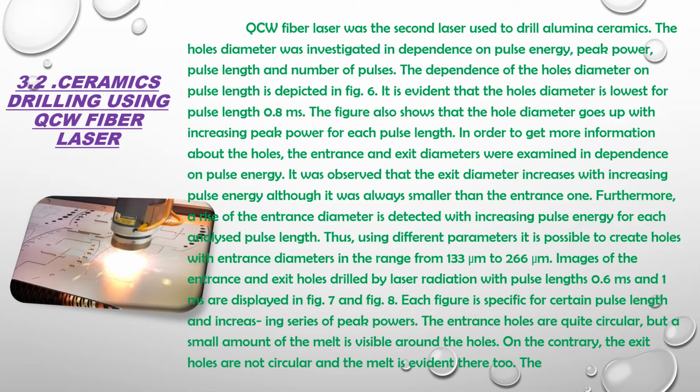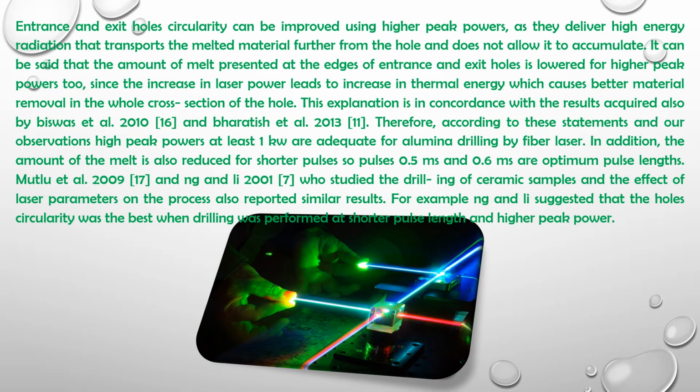The entrance holes are quite circular, but a small amount of melt is visible around the holes. On the contrary, the exit holes are less circular and melt is evident there too. Entrance and exit hole circularity can be improved using higher peak powers, as they deliver high energy radiation that transports the melted material further from the hole and does not allow it to accumulate.